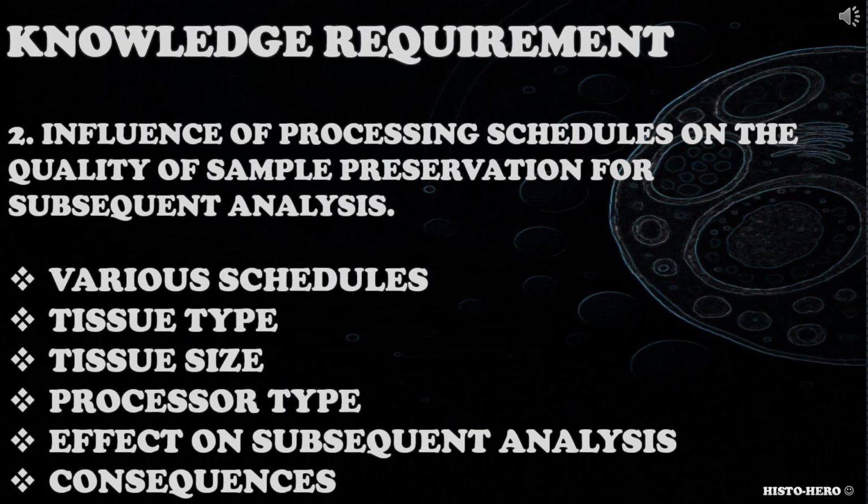Ask yourself, for which samples would you use each processing schedule and why? How do processing schedules affect the quality of the sample preservation for subsequent analysis like H&E, IHC, or molecular testing? What would happen if a wrong schedule was selected for the wrong type of tissue? Consider what would happen if biopsies were processed on the extended or fatty schedule, or if fatty tissue was processed on a rapid schedule suitable only for small biopsies.